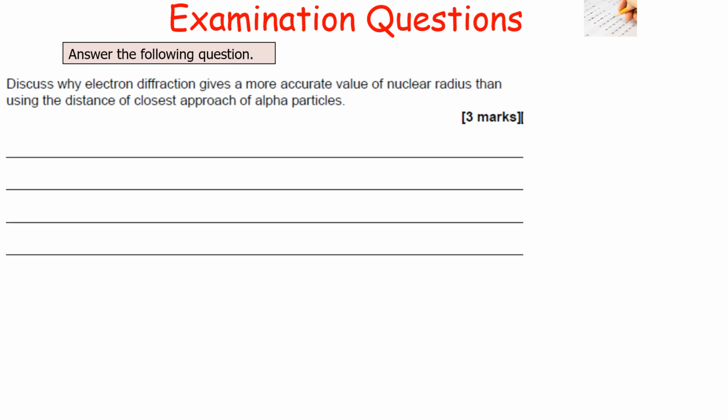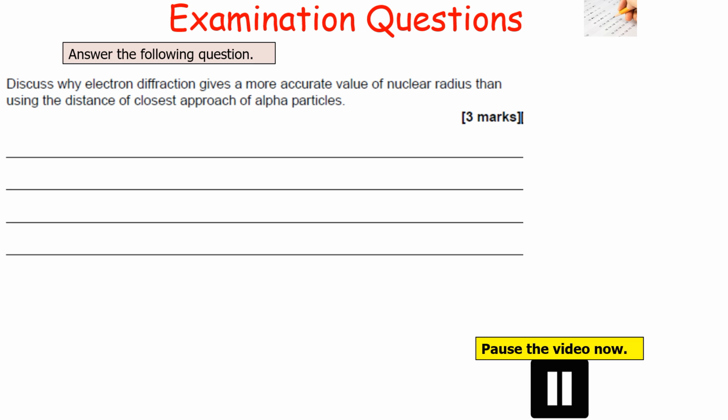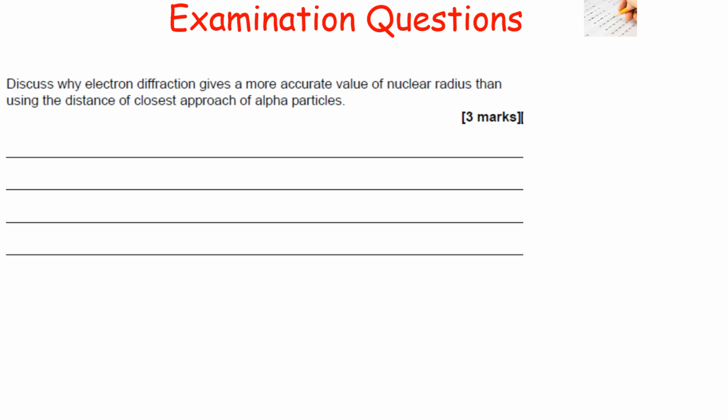The next question says, discuss why electron diffraction gives a more accurate value of a nuclear radius than using the distance of closest approach of alpha particles. So pause the video now, then unpause the video when you want to go through your answer. Right, so you've got to be able to explain the difference between electron diffraction and the distance of closest approach.